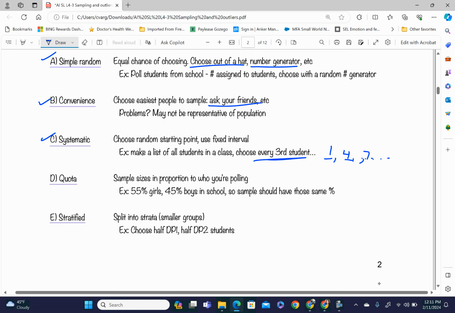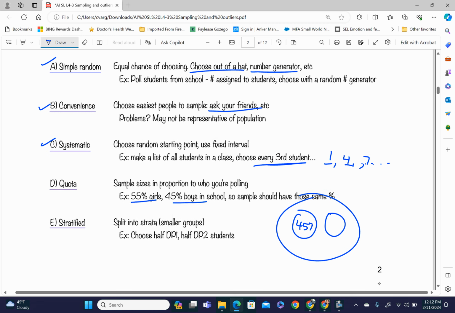Quota sampling, right? If the whole population has 55% girls and 45% boys, then your sample should have the same percentages, or the sample sizes in proportion. So if you have the whole population, and again, there's 55% girls and 45% boys, then you want to make sure that this is our 55 and this is our 45. You want to make sure that your sample also has the same proportion, okay? And that is quota sampling, okay?